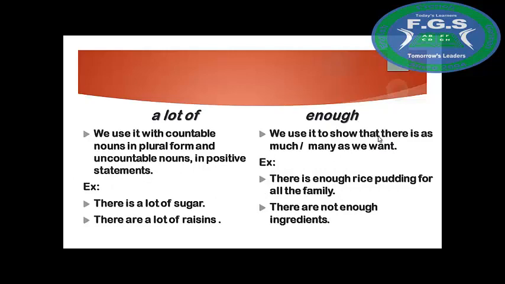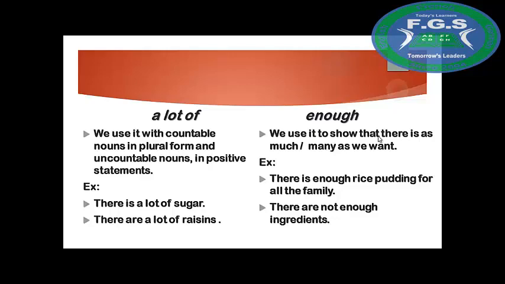A lot of and enough. We use a lot of with countable nouns and uncountable nouns in positive statements. Like, there is a lot of sugar. There are a lot of raisins. There is a lot of water. There is a lot of rice.